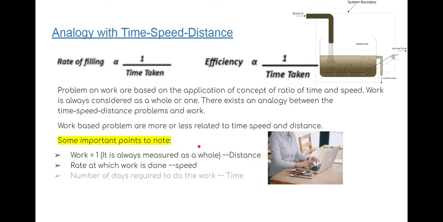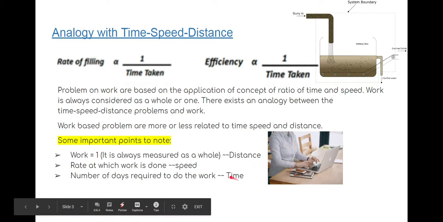The unit also suggests meters per second, kilometers per hour. That is the unit of speed. Efficiency can be words per minute. And the number of days required to do the work is synonymous to the time taken in the case of time, distance, and speed problems.